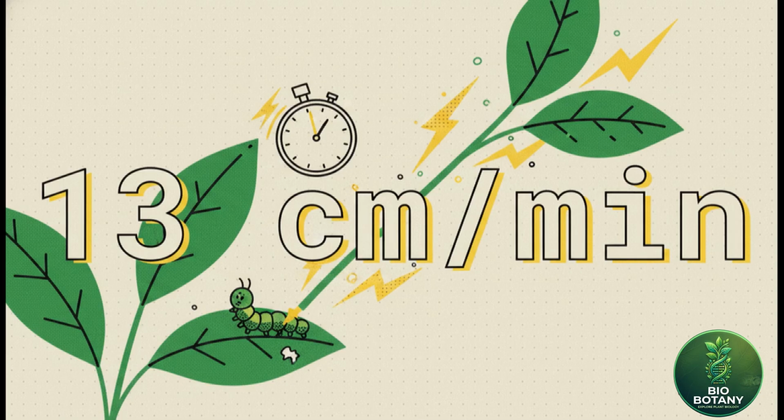It means that within just a minute or two of a caterpillar taking its first bite out of a lower leaf, an electrical warning has physically sprinted up the stem and is already alerting the leaves at the very top of the plant. No way, right?